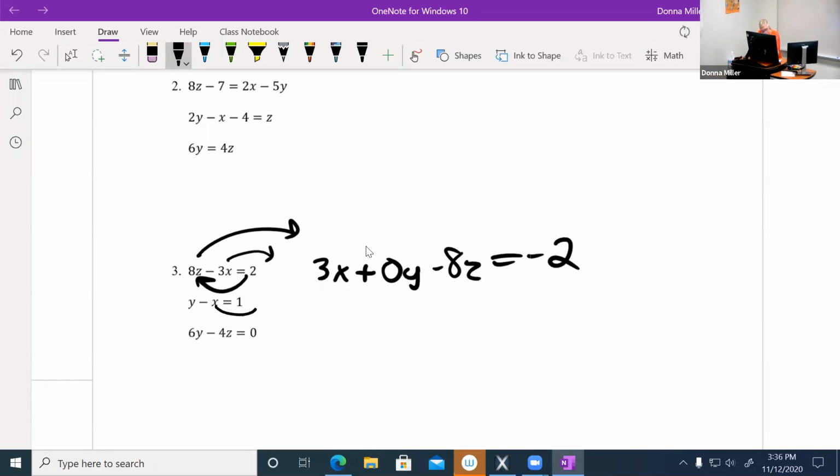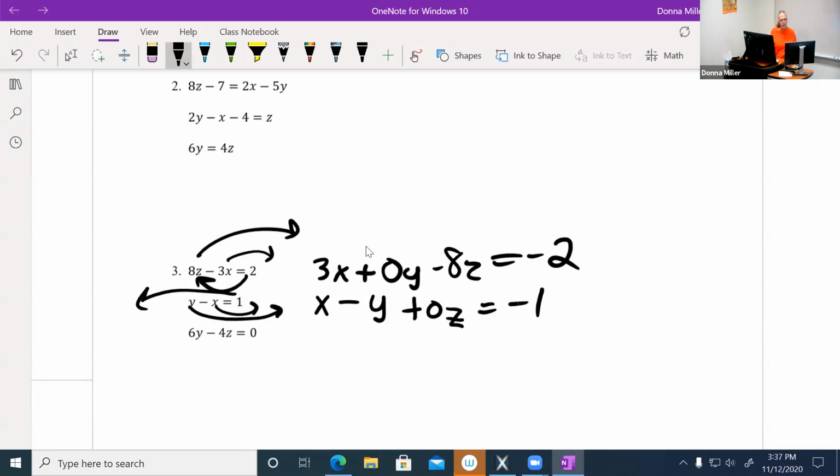And I'm going to move the x over, so it becomes a positive x. Y gets moved over, so it's minus y. And there's no z, so I put 0z. And the answer is 1. Now, 1's got to get moved away from where I moved. This is going to be a negative 1.